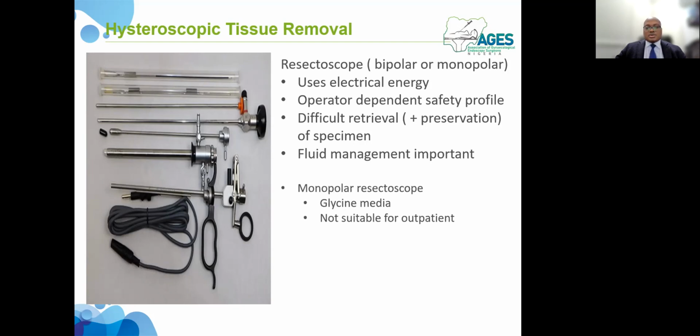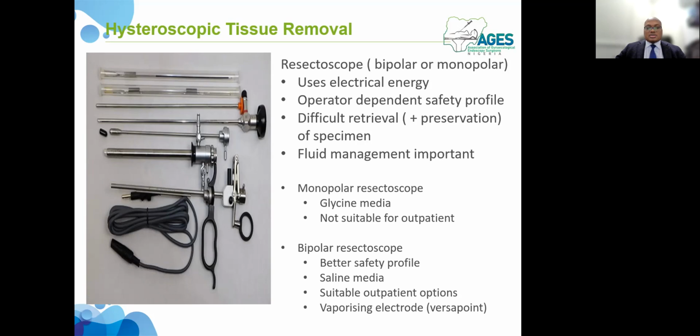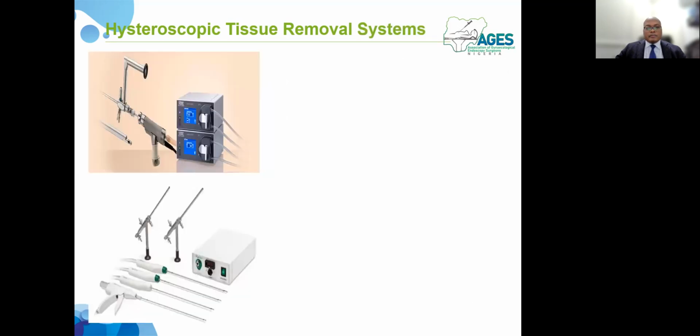Monopolar resectoscope require glycine distension media, and they are not suitable for use in the outpatient. The bipolar resectoscope have a better safety profile, and they use saline media distension. They are suitable for outpatient due to smaller diameter hysteroscope being available, as well as the vaporizing electrode like the VersaPoint. There are newer tissue retrieval system.